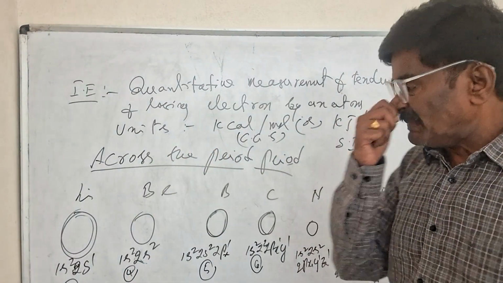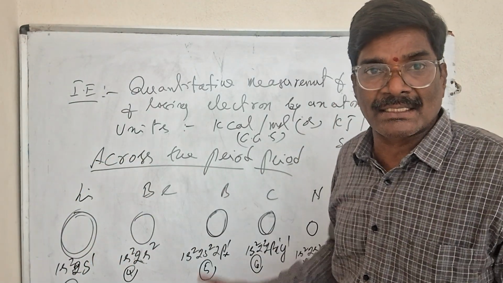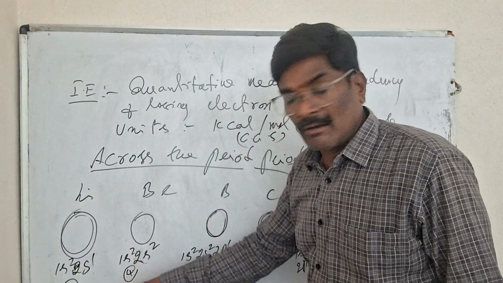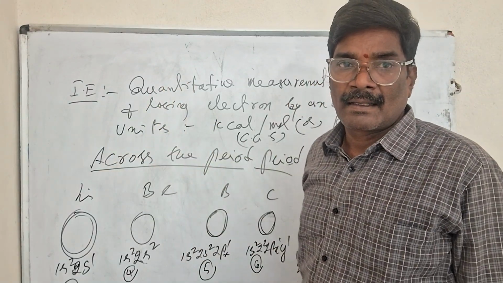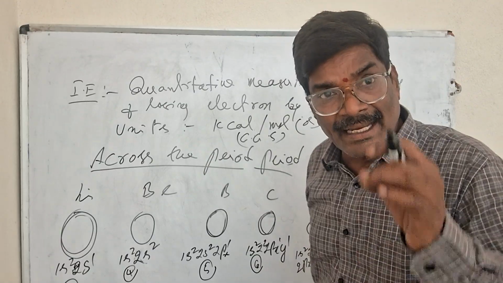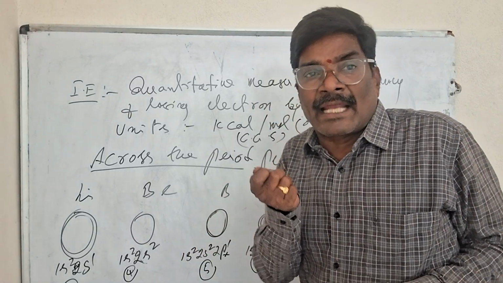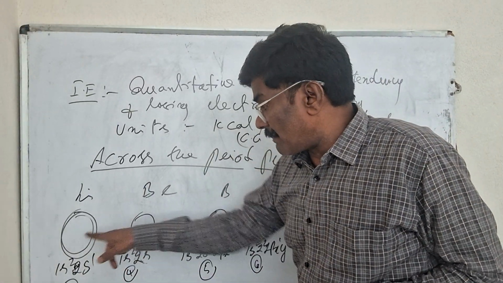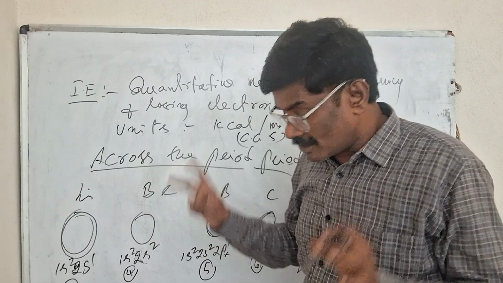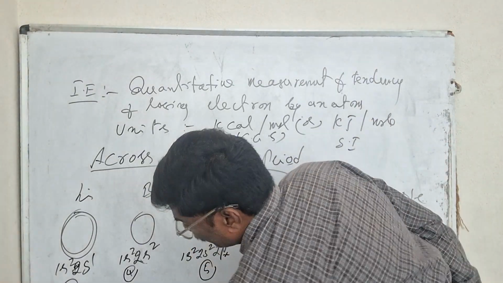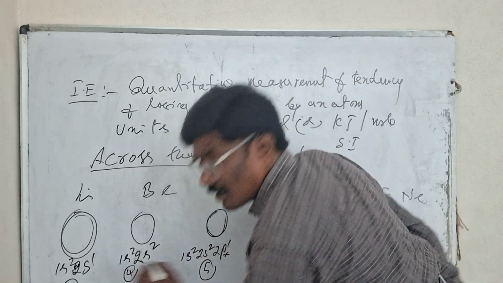Now we have to discuss the trends of IE values from left to right. That is our topic now. Let us see. Here the size decreases, so the IE value should increase. If the size decreases, the IE value should increase, because in a small atom it requires more energy to remove an electron. It means definitely from lithium to beryllium, the IE value should increase. So what is its value? It is 520 kilojoules in lithium.